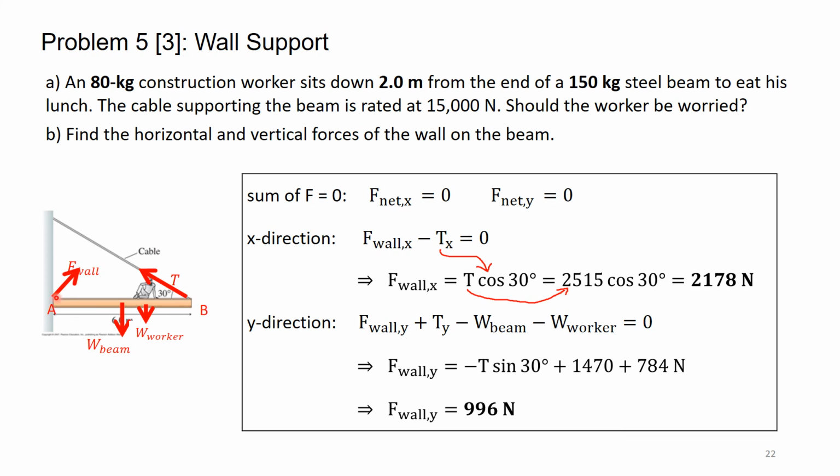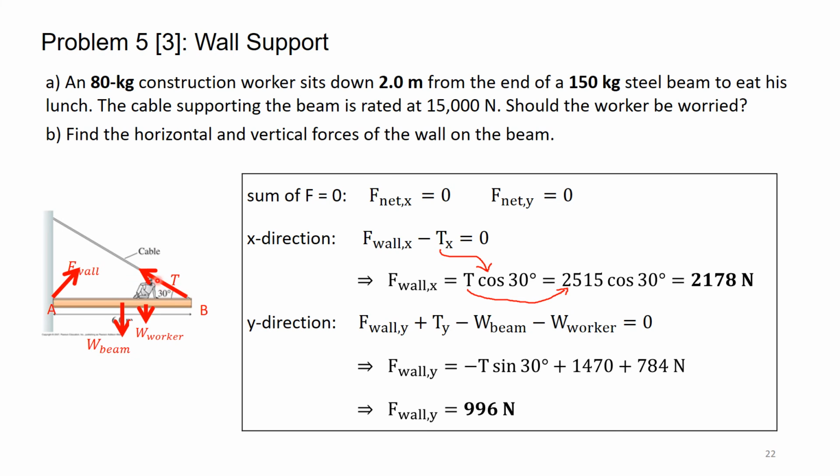So the wall exerts a force of 2178 newtons horizontally on the beam. Okay, so that's the x component of the force of the wall on the beam, so the horizontal component. Now let's look at the y direction. So in the y direction there are two weights pointing down, but there are also the components from the tension and the force of the wall.